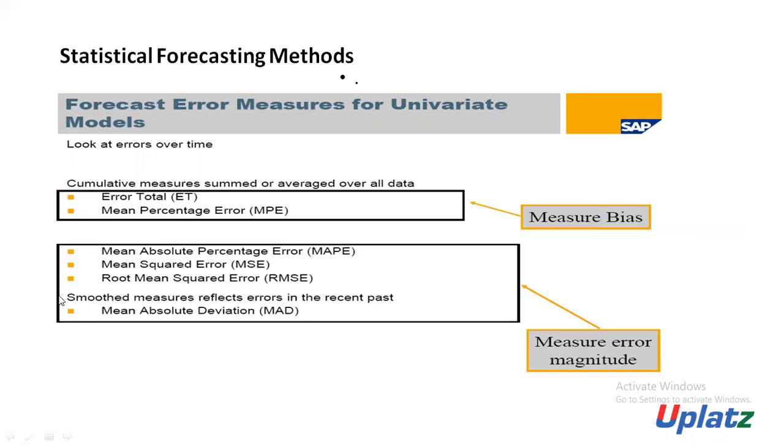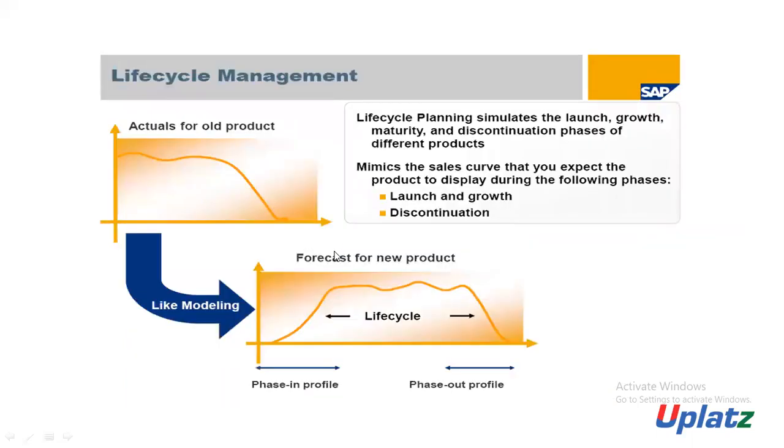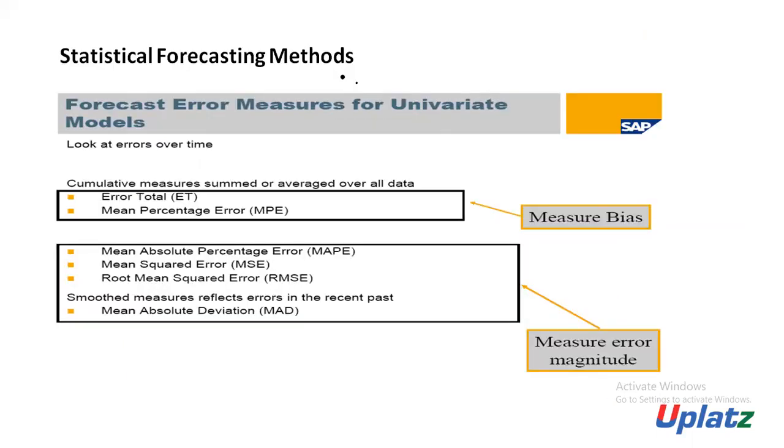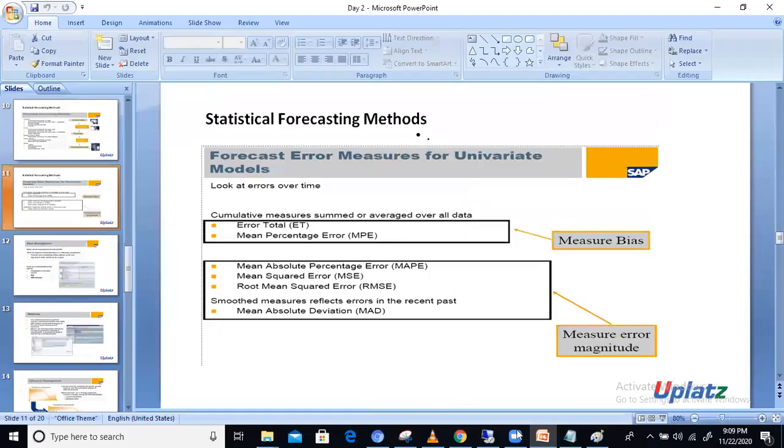With these forecast error methods, we can get to know that this method is not suitable for this history values. It is time to change the forecast method. This is the use of the forecast error method. So this much flexibility we have in APO DP, and this is about the statistical forecast in APO DP. Let me go to the configuration part.